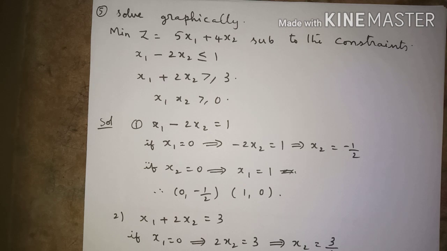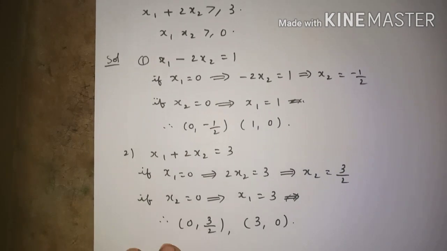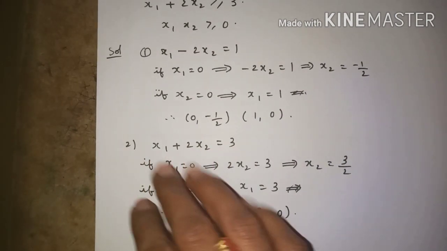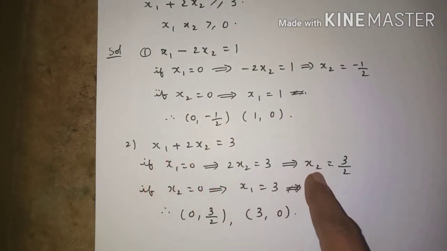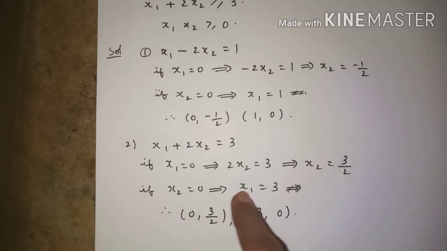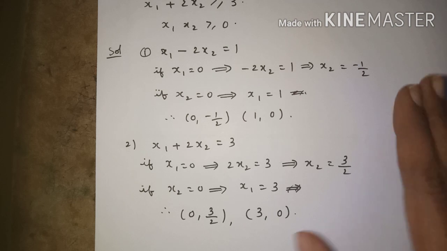x1 minus 2x2 is equal to 1 we wrote, and if x1 is equal to 0, how much is the x2 value? Minus 1 by 2. If x2 is equal to 0, how much is the x1 value? It is 1. Therefore, we have got the points (0, minus 1 by 2) and (1, 0). Second constraint, x1 plus 2x2 is equal to 3. Using this constraint, we will find the points. If x1 is equal to 0, how much is x2? 3 by 2. If x2 is equal to 0, how much is x1? It's 3. The points we have got are (0, 3 by 2) and (3, 0).